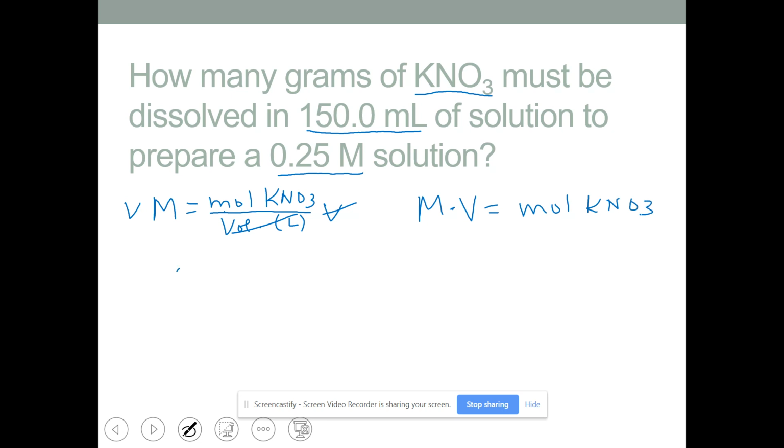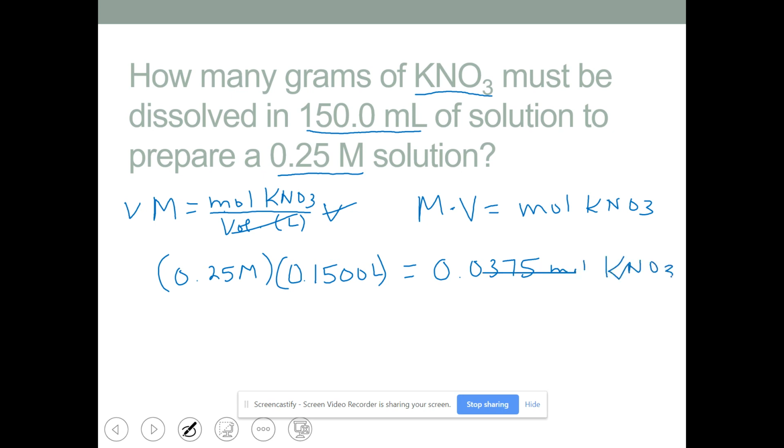So we've got the molarity, 0.25, and the volume we need to put into liters. You may move the decimal or do a little factor label to convert that, whichever you are most comfortable with. And you should come up with this number of liters. And when you multiply those, you get this many moles of KNO3.